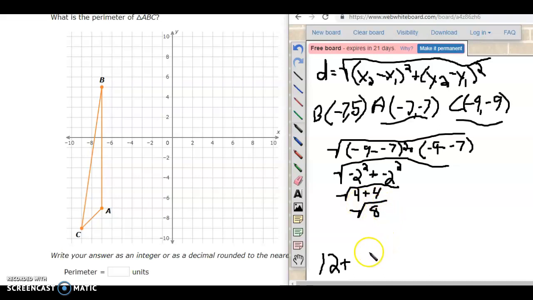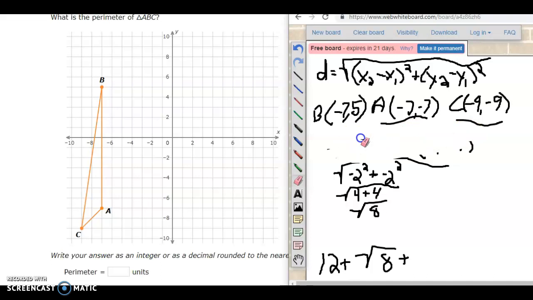Now, this is going to give me a decimal, so I'm just going to leave it square root of 8. If it gives you an even number, keep it. But if it does not, leave it just the square root of whatever it is, because that way we're not using a rounded answer to get our final answer. So I'm going to get rid of that one, because now that gives me the distance from A to C.